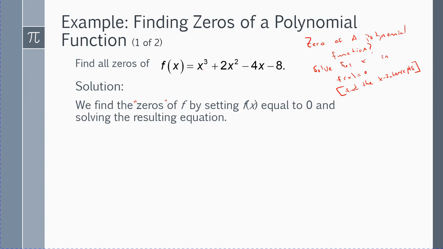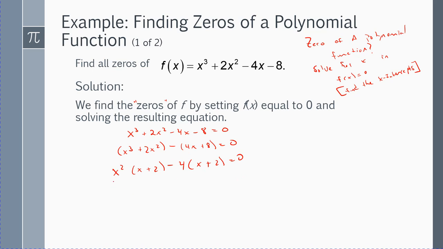So to set this equal to 0 and solve, we're going to take x cubed plus 2x squared minus 4x minus 8, and solve it by factoring. You have a 4-term polynomial, so you're going to factor by grouping. I'm going to group the first 2 terms, put the negative in, so this becomes minus 4x plus 8. What can I factor out of this? Just looking at it, I can factor out an x squared, and I'm going to factor out a 4. Notice they each have an x plus 2.